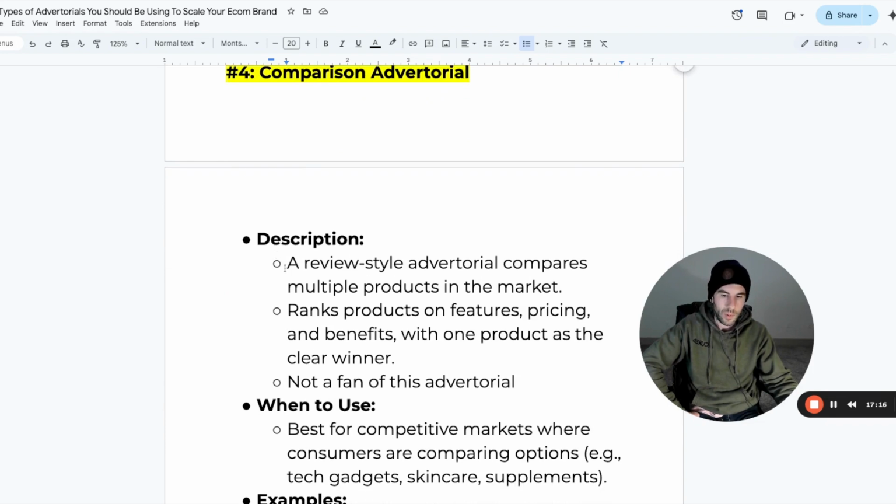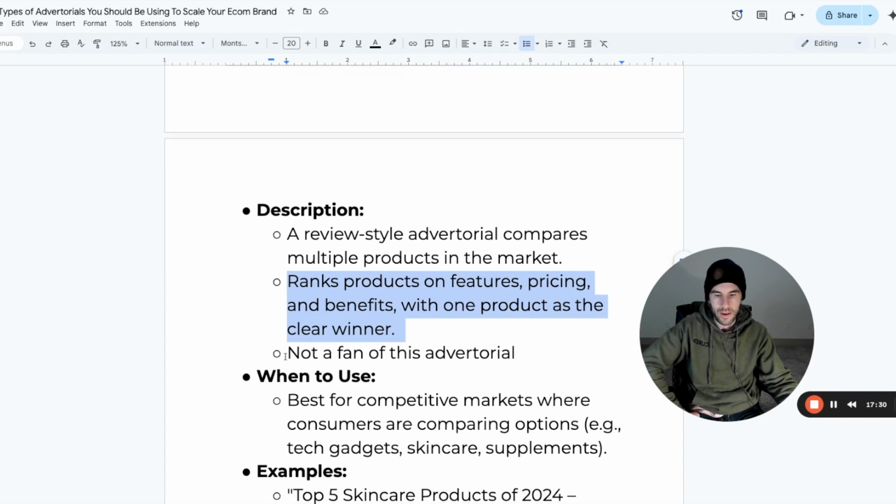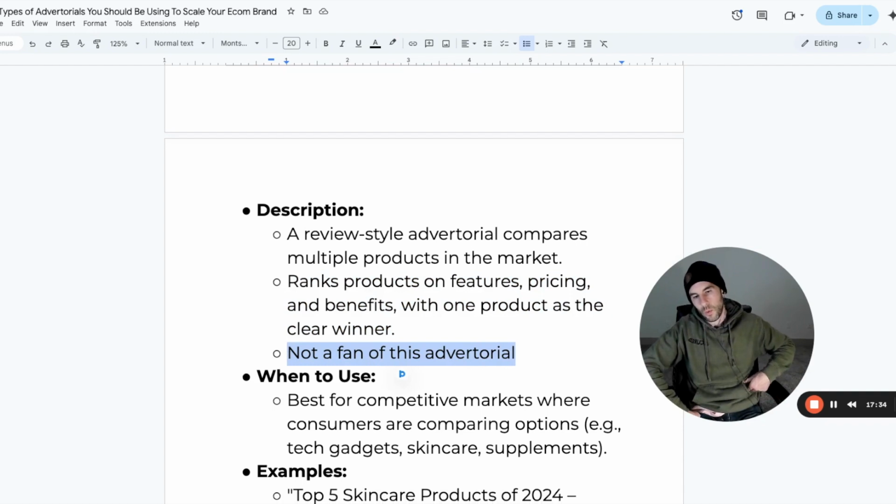So this is going to be a review style advertorial that compares multiple products in the market. You're going to rank those products on features, pricing, benefits, all those kinds of things, with one product as the clear winner. Obviously, that's going to be your product. And spoiler alert, this is my least favorite style of advertorial, and I'll explain why pretty quickly.